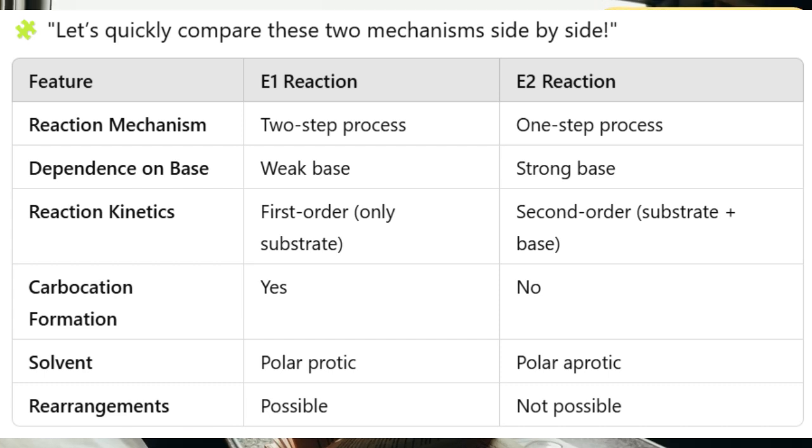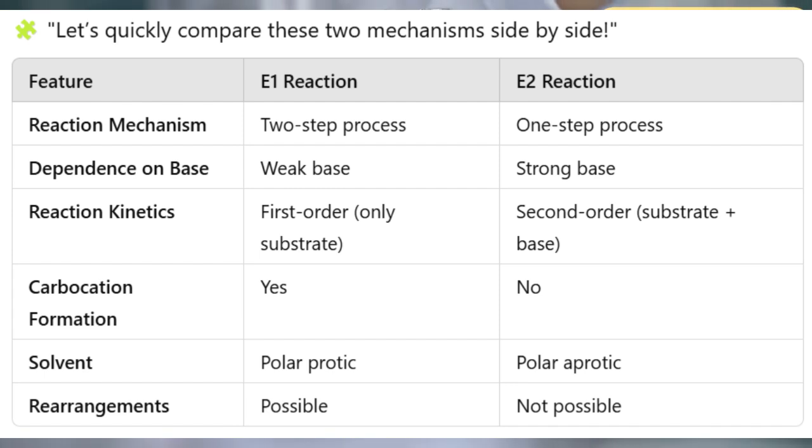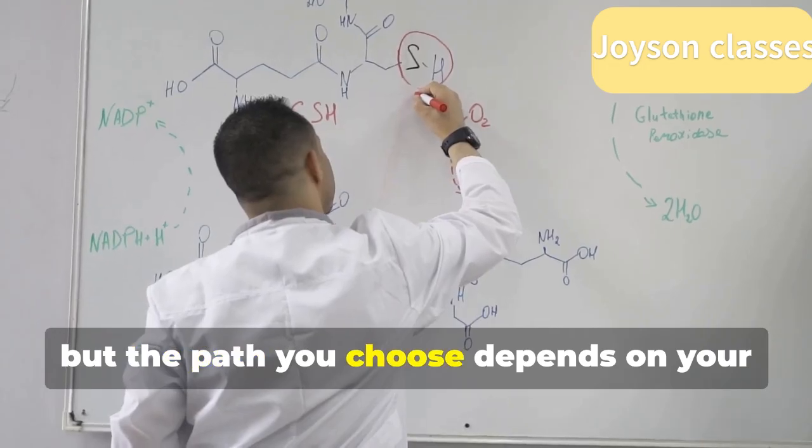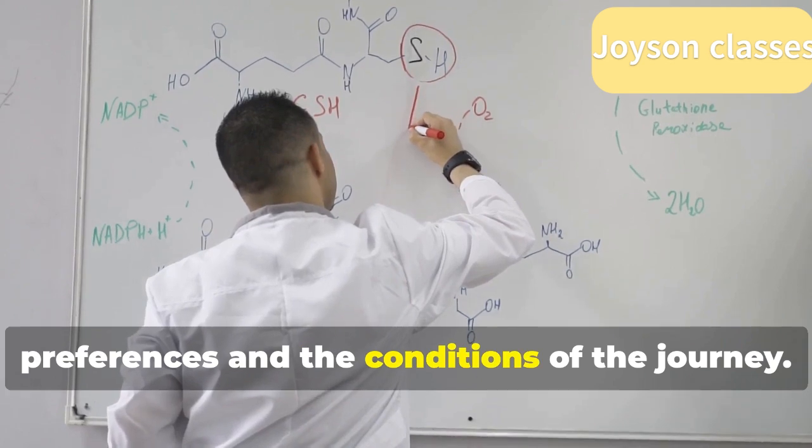Think of it like choosing between a relaxing train ride, E1, and a fast-paced car race, E2. Both will get you to your destination, a double bond. But the path you choose depends on your preferences and the conditions of the journey.